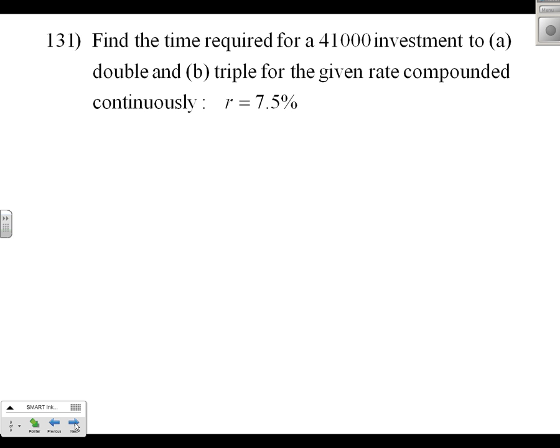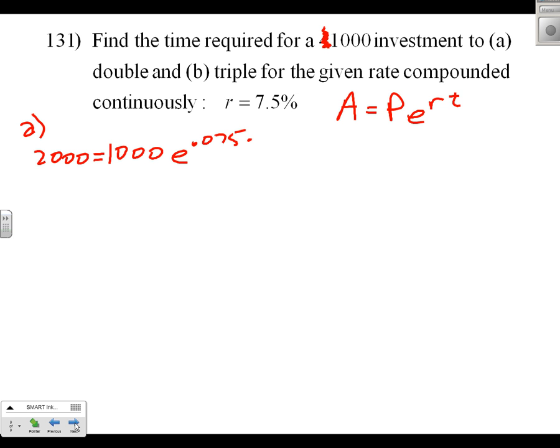Okay, I think this is wrong. Find the time required for, I don't think that 4 should be there in the book. That was supposed to be a dollar sign. Find the time required for a $1,000 investment to double and triple for a given rate compounded continuously. Compounded continuously, amount we end up with equals P, the principal, times e to the rate times time. So I want to start with $1,000. I want to end, if I'm going to double, with $2,000, e to the 0.075 times t, and I want to solve for t.